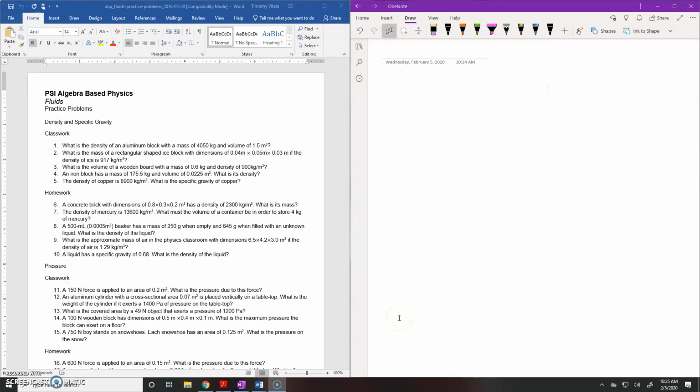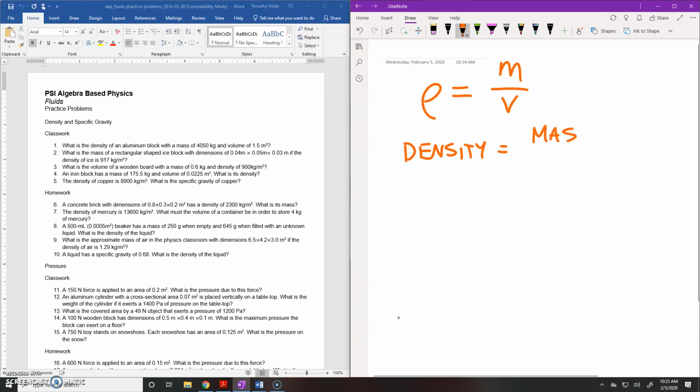All right, so here are the practice problems, and I'll just go by section. I'll do maybe 1 or 2 problems from each one. For the first one, density and specific gravity, the main idea here is the density equation. Rho, which is a Greek letter, stands for density, is mass over volume. I'll write this in words so you can see this. Density is equal to mass per volume.